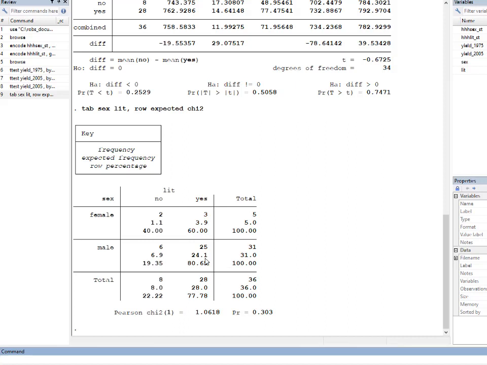So if there was no pattern, if the percentage was the same in both groups, then you'd have here these observations. So you can see you've got more females than you expect in the literacy here. Sorry, fewer than you expect, 3 compared to 3.9, and slightly more males than you expect literate. But is this close enough?